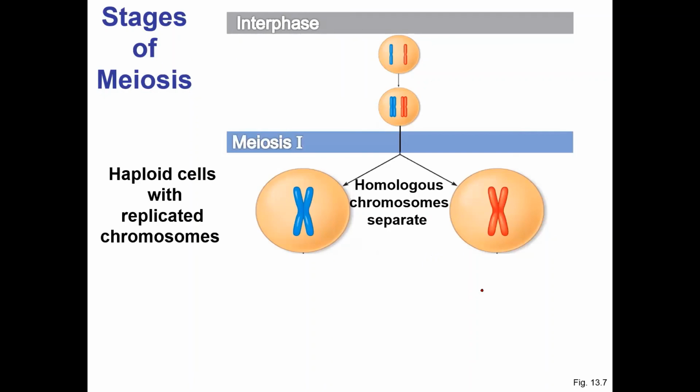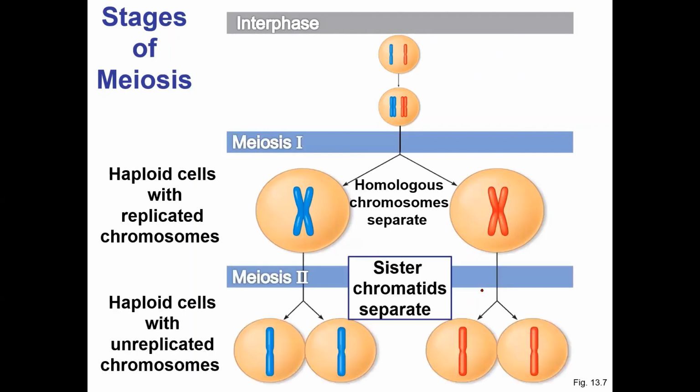So what happens in stage 1 is the homologous chromosomes separate. You can see the chromatids are still together. Remember, in mitosis, the chromatids separated. Here, the homologous chromosomes separate in meiosis 1. And then in meiosis 2, that's where the sister chromatids separate.